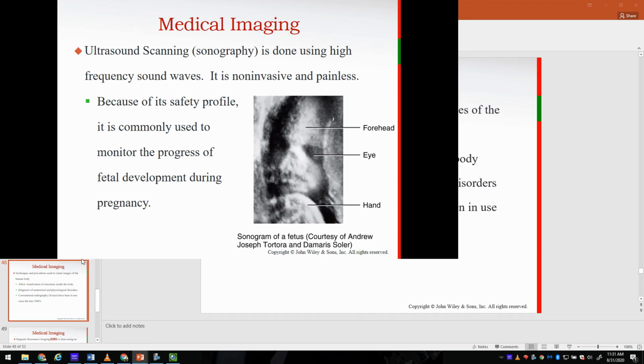Because of its safety profile, it is commonly used to monitor the progress of fetal development during pregnancy. And this is a very common thing. My wife had a couple, when she was pregnant with our son, she had a couple sonograms just to make sure that everything was developing along nice, normal parameters.